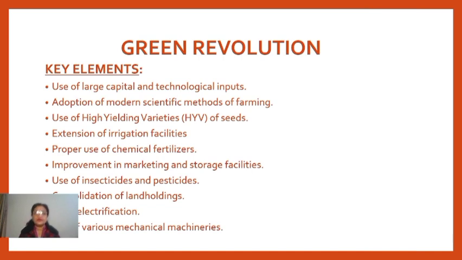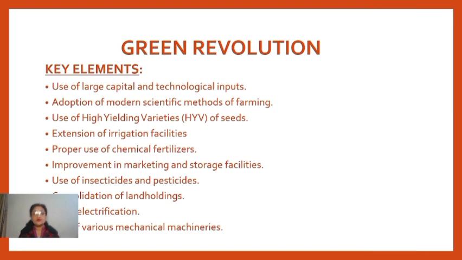Next point is proper use of chemical fertilizers. Yes, it was the time when chemical fertilizers were introduced. Earlier we were using manure in the fields. Now it was the first time chemical fertilizers were used, along with various pesticides and insecticides, to reduce pests and the effect of any such insects. These strong chemicals were used in the fields.